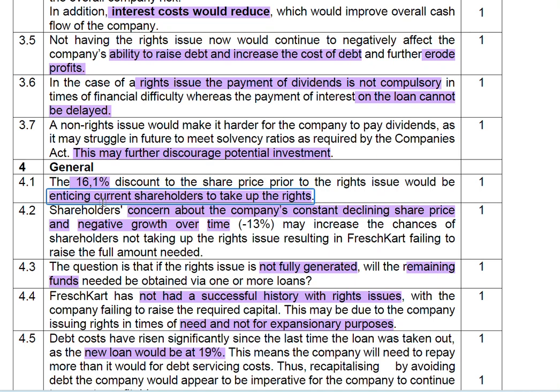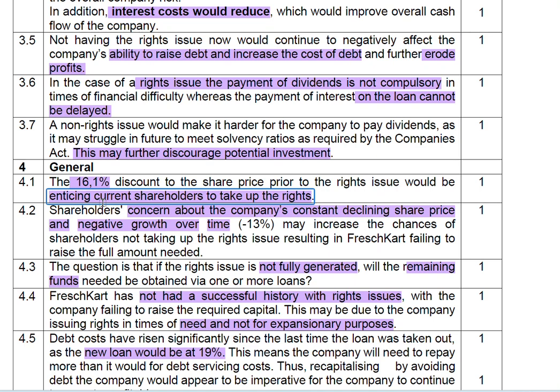We saw that the share price is sitting at 20.50, but then the rights issue is sitting at 17 rand 20. That means it's discounted by 16.1%. Shareholders will be like, let's go ahead because the share price looks nice. We're going to buy the shares at a price lower than the current price. So there is something that will make them want to go ahead and buy.